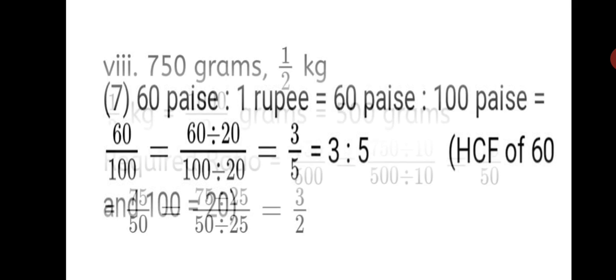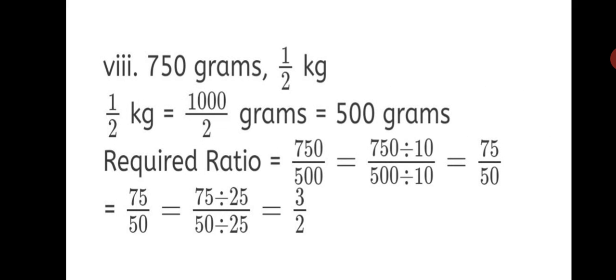Next, eighth sum. 750 grams, half kg. Again, half kg means 500 grams. We all know. So we take the ratio of 750 upon 500. Once we take this ratio, we need to divide further. You can strike off zeros and you will get 75 upon 50. And once you get 75 upon 50, you can divide by 25. 3s are 25, 2s are 3 upon 2 is your final answer.